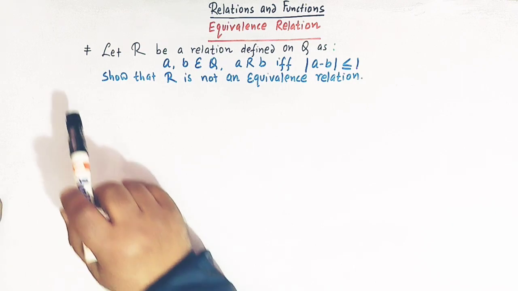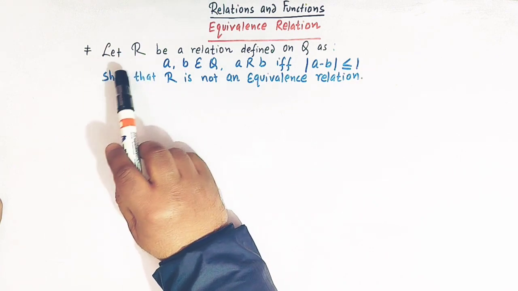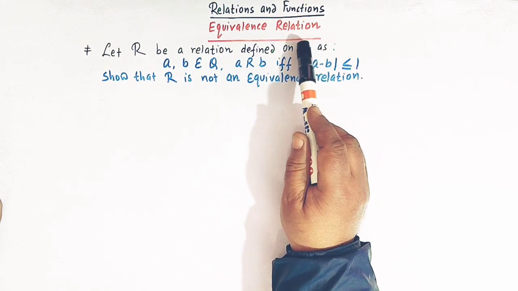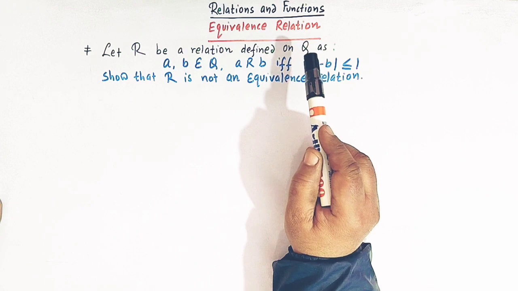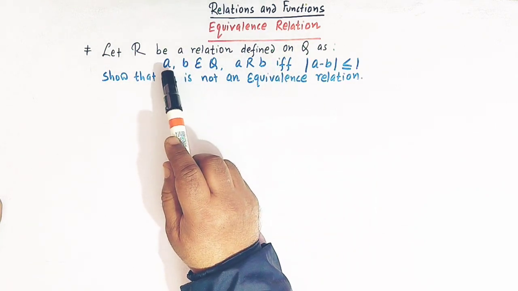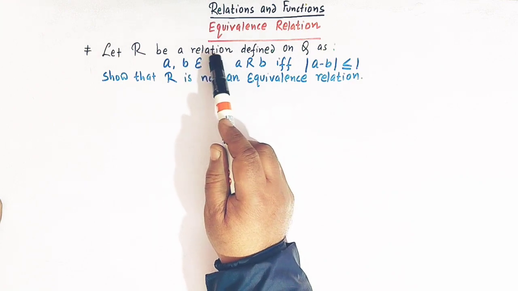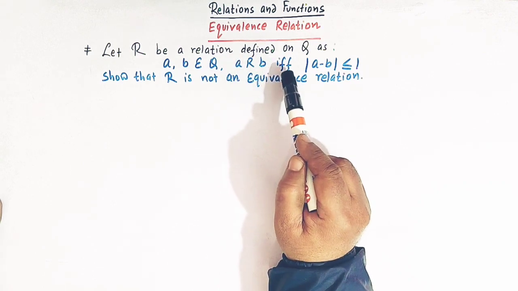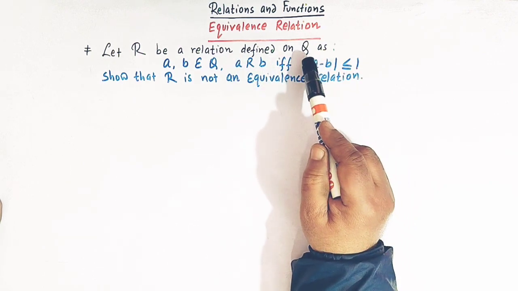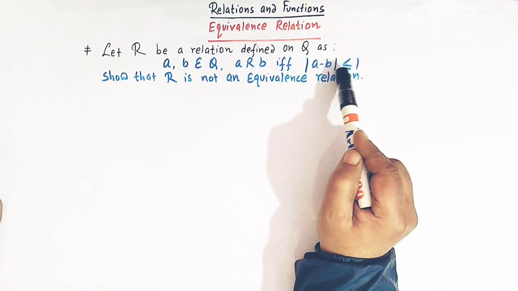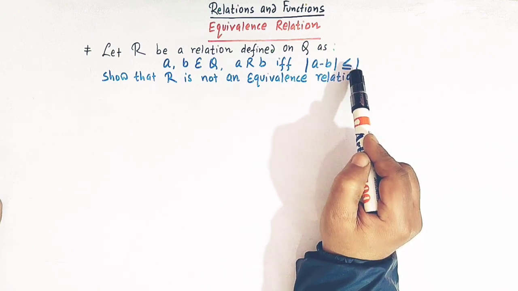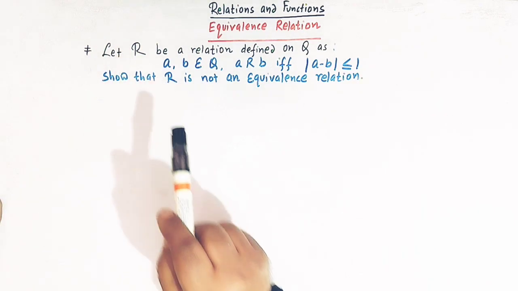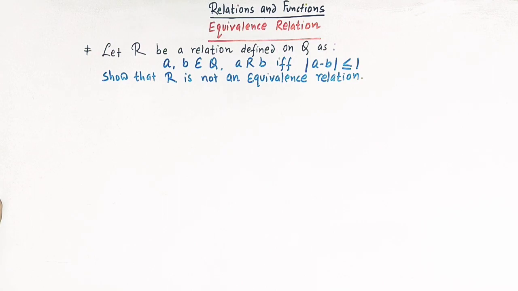So here we have this problem in which we are given a relation R which is defined on the set of rational numbers. Here the capital Q denotes the set of rational numbers, and if two elements A and B belong to the set of rational numbers, then A and B are related if and only if this relation holds. That is, mod of A minus B is less than or equal to 1. And here we have to show that this relation R is not an equivalence relation.